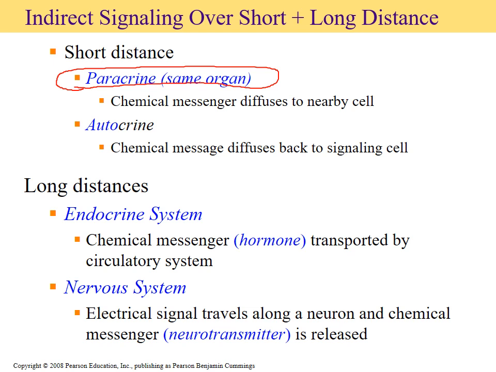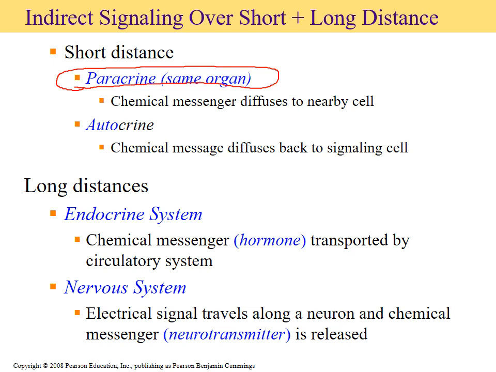So, for instance, the pancreas, which many of us know secretes insulin, also secretes another hormone called somatostatin. Somatostatin is secreted by the pancreas, and its target cells are located in the pancreas. Because of that, that would be an example of a paracrine secretion.